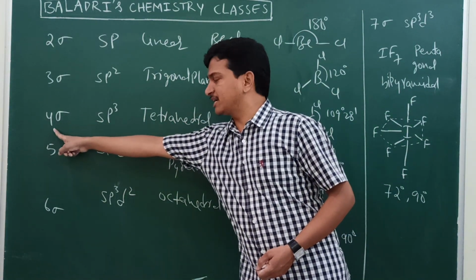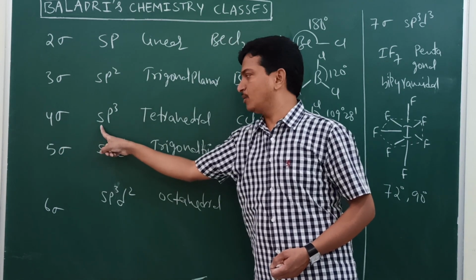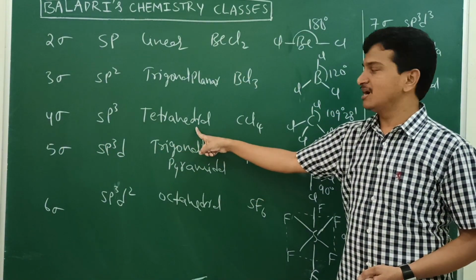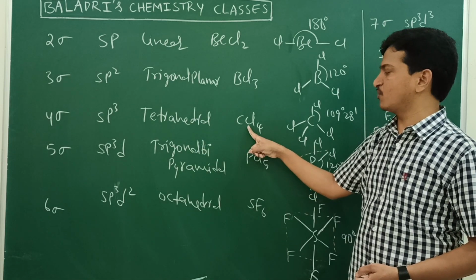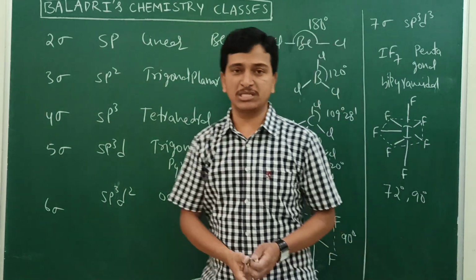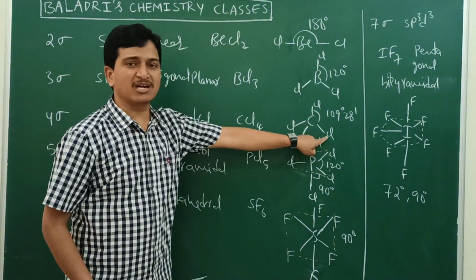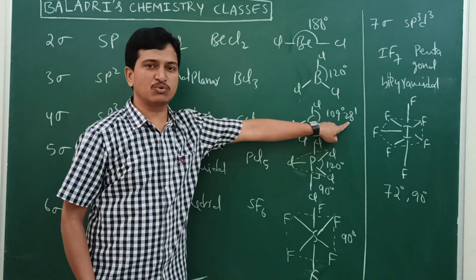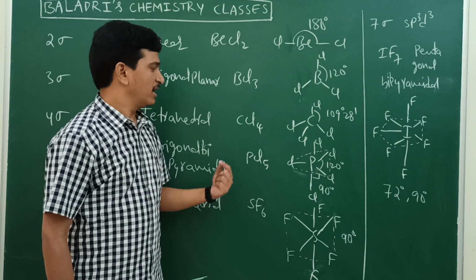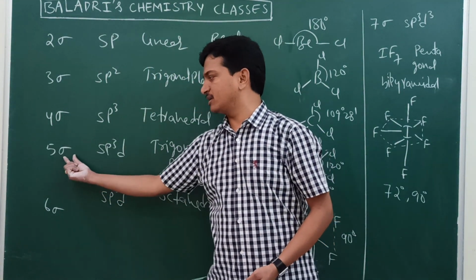Now come here. If a central atom is forming 4 sigma bonds, then it will undergo sp3 hybridization. The shape is tetrahedral. We already came across this example. Now here I am giving the example of CCl4, carbon tetrachloride. See the board here. Around carbon, 4 bonds are there. They occupy the corners of a tetrahedron. The bond angle will be 109 degrees 28 minutes.